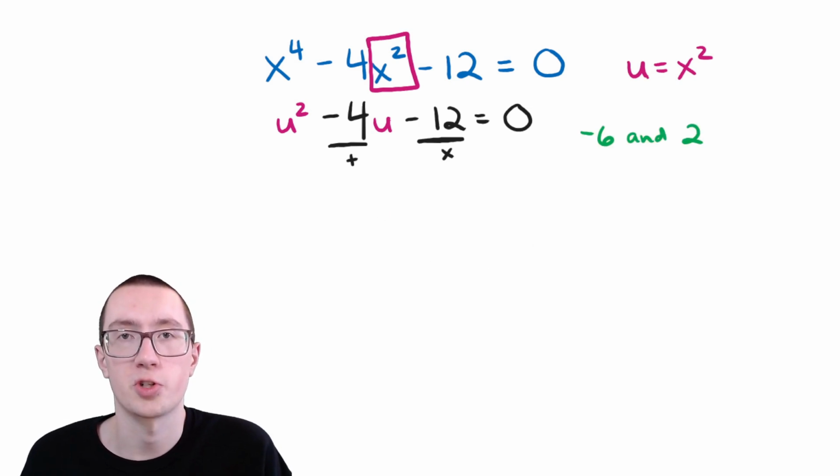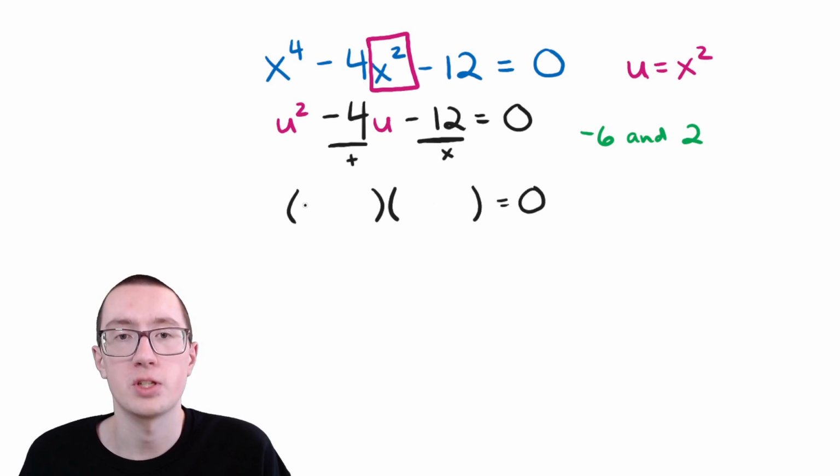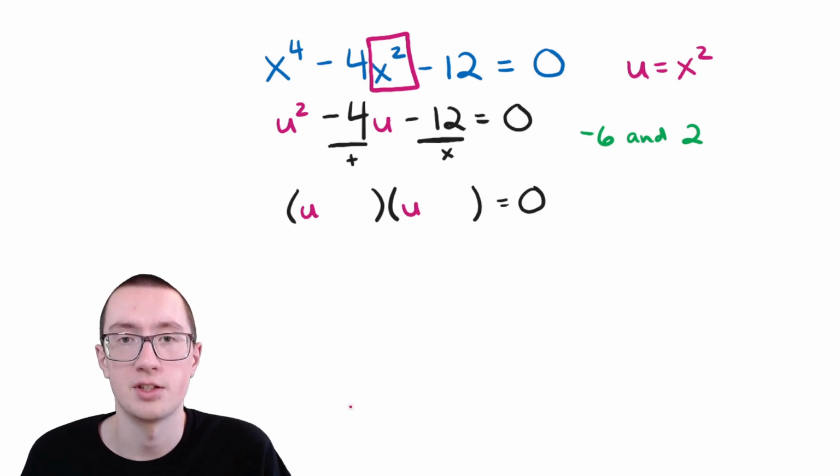So what we're going to do is put it into our factored format, which is 2 sets of parentheses equals 0. And normally we put x plus something or x minus something, but remember, we're not using x in this case, we're using u. So we're going to put u on both of these, and then insert our numbers. So -6 was one of them we got, and we also got +2. And now we're just going to solve this just like normal.